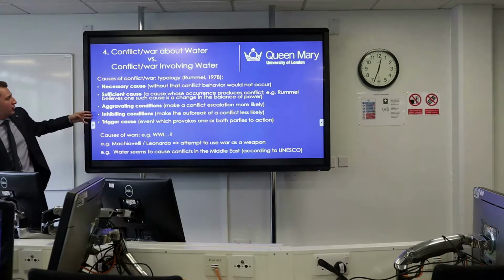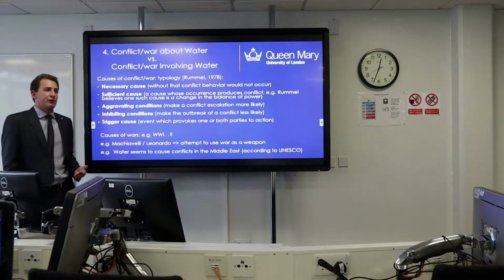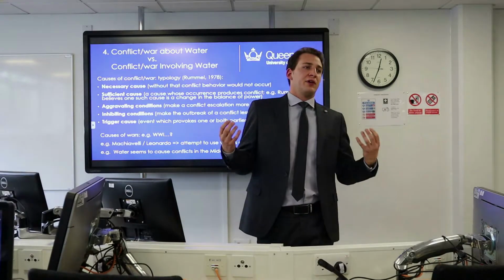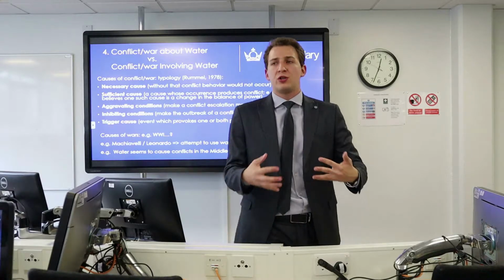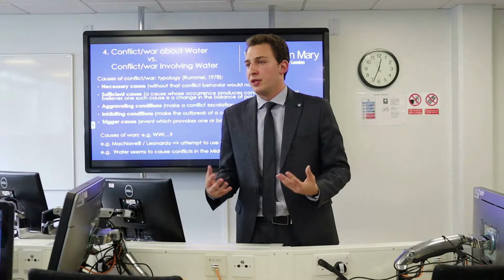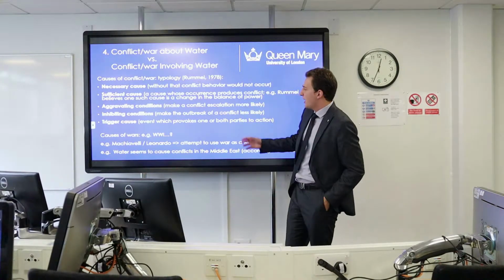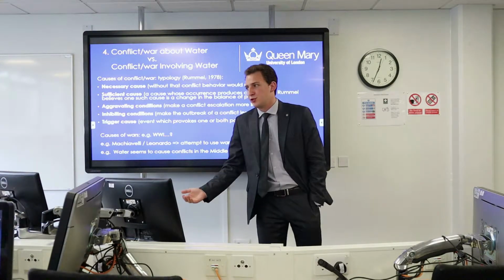The fourth type of cause is inhibiting conditions. This is the opposite of aggravating conditions, something that makes a conflict less likely. For instance, if we have a certain body of water without which both of us would potentially have serious trouble, then are we more likely to actually cooperate and agree on how we use it, because otherwise we both get into big trouble as governments or as ruling entities? So can water be an inhibiting condition? Can it make conflict less likely in certain situations?